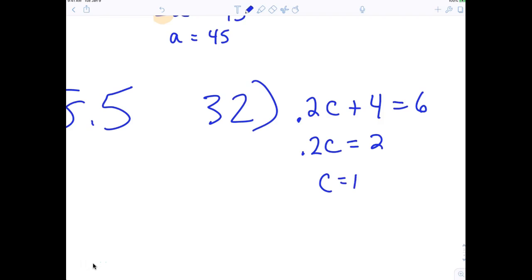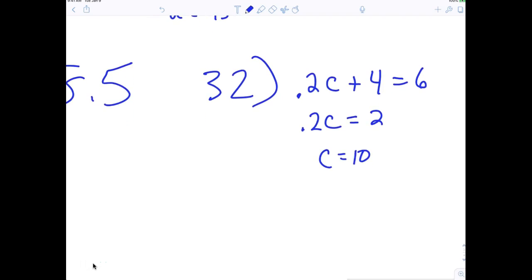All right, now we're going to review that. 2 divided by 0.2. Remember, this moves over 1. So this moves over 1. So that's the same as 20 divided by 2. That's how we got the 10. Very nice. Thank you.